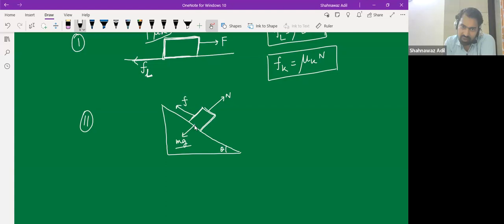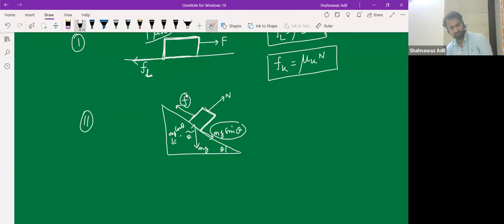So then we calculated, because this was our mg, and this is the vertical, this is theta. So this was mg cos theta, and this was mg sin theta. Because this object is not moving, which means that this mg sin theta is balanced by this friction, right?